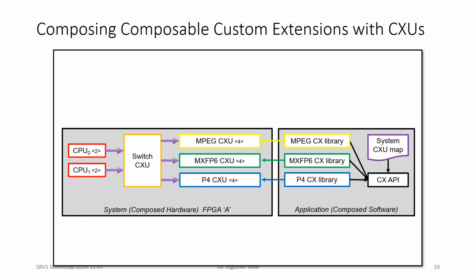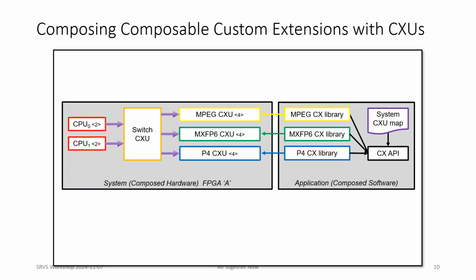Then, at runtime, each of the application's MPEG, MXFP6, and P4 libraries use the CX API to discover whether their extension is available and then select it prior to issuing its custom instructions. By first selecting the hart's current extension, each extension can use all of the custom opcode and CSR space conflict-free.